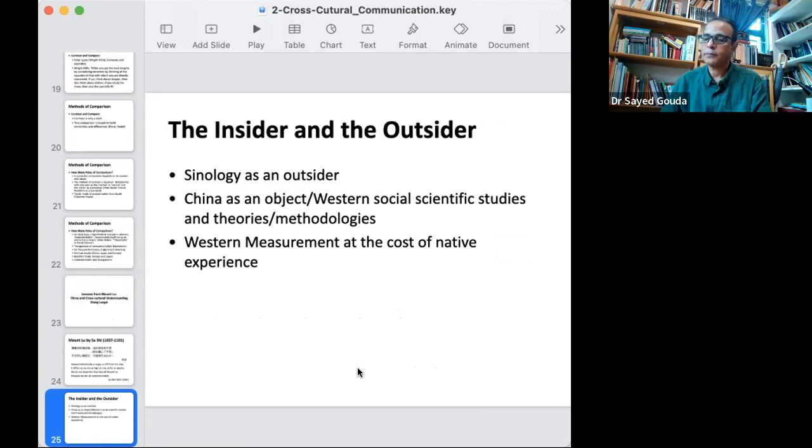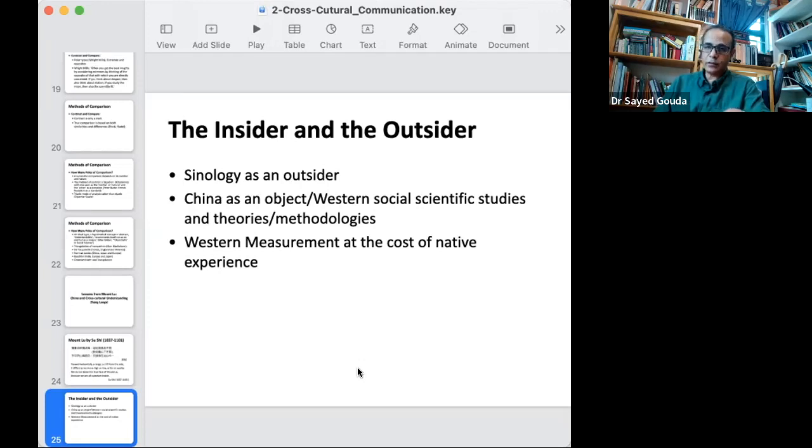First, in his paper, he talked about sinology and sinologists as outsiders. They are the outsiders who study Chinese history from a distance. So the question he poses here is, are they able to understand Chinese history better than Chinese people, Chinese scholars? China and Chinese history have been taken as an object studied by Western scholars. And when Western scholars study Chinese history, they use Western theories and Western yardsticks to measure, understand and analyze Chinese history.